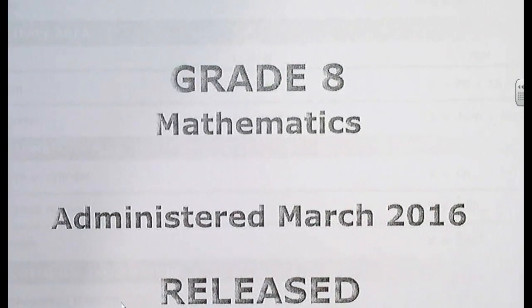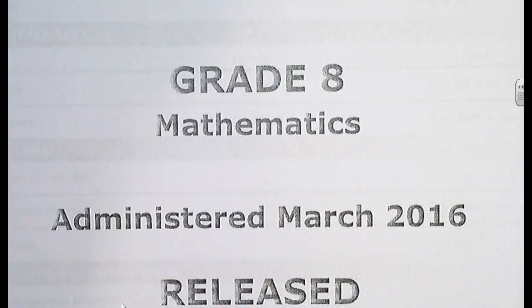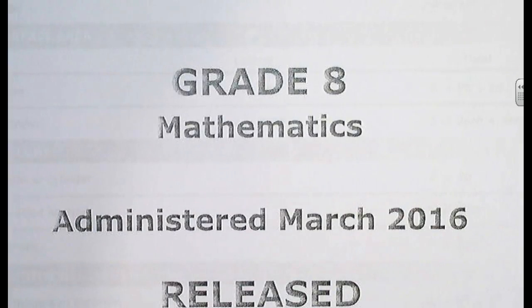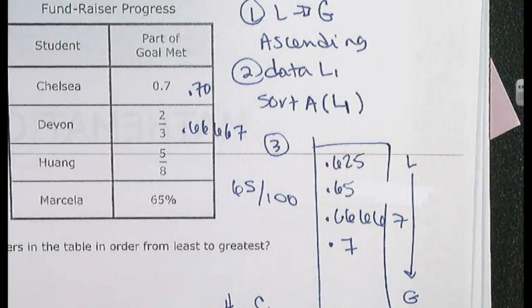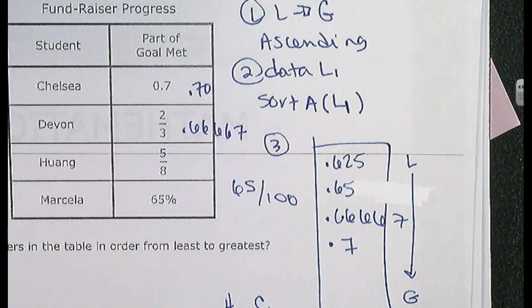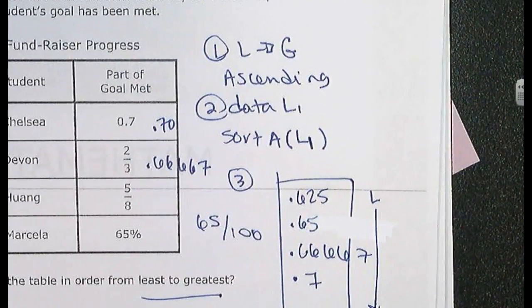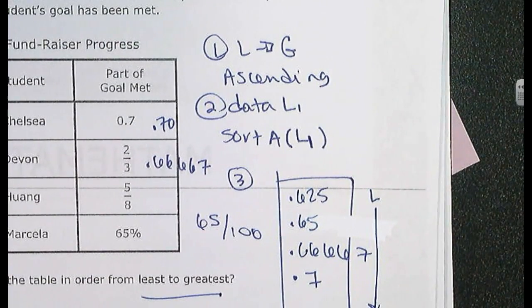All right, let's look at the 2016 release test for the 8th grade mathematics. Here we go. I wrote down my 1, 2, 3s to the side here. If you read the question, it talks about raising money for a field trip and all that's fun and dandy, but the key words say least to greatest, right there. So if you look at my 1, 2, 3s, let's look at them. Number 1, I wrote least to greatest, and that's ascending, and I need that information.